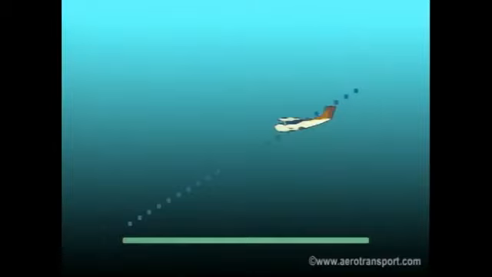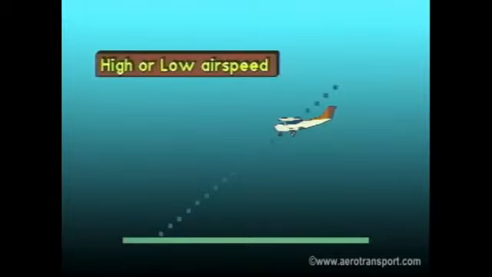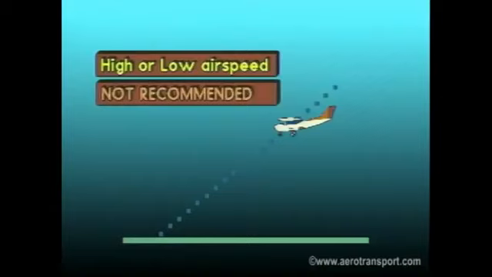If you are flying an aircraft with retractable landing gear, you may steepen the angle of descent by extending the landing gear. The angle of descent may also be steepened by descending at a very high or a very low airspeed. However, this is not desirable under most circumstances.